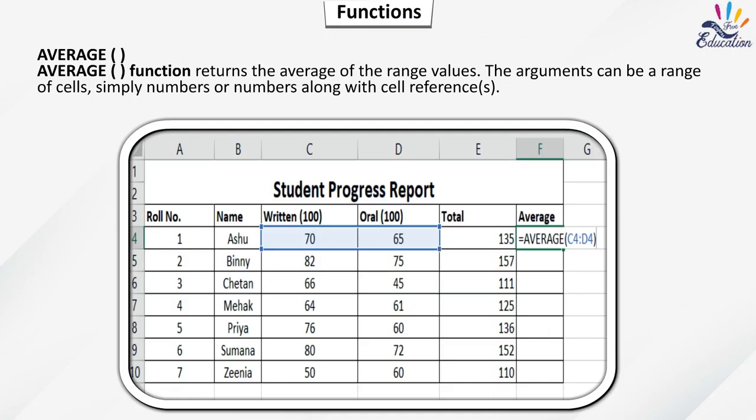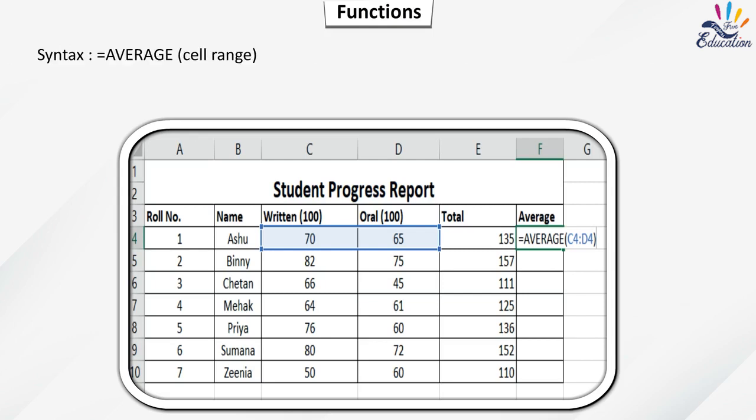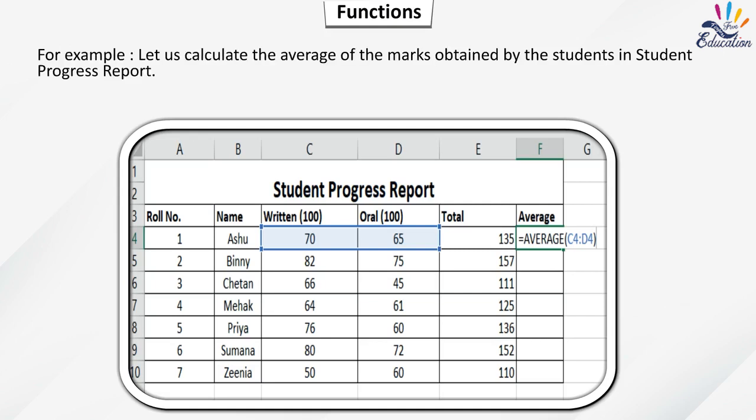Average. Average function returns the average of the range values. The arguments can be a range of cells, simply numbers or numbers along with cell reference. Syntax is equal to AVERAGE(cell range). For example, let us calculate the average of the marks obtained by the students in Student Progress Report.